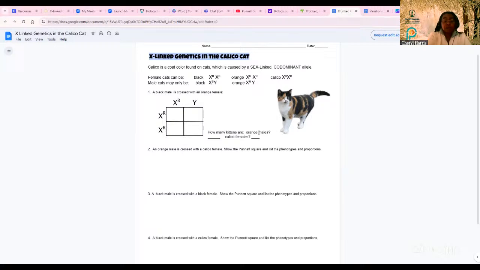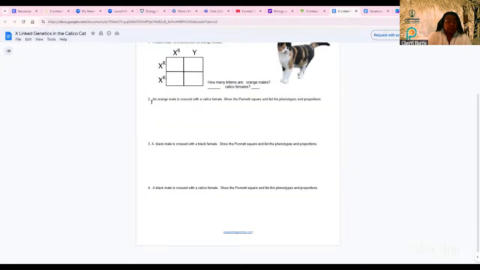How many kittens are orange males? How many are calico females? And note those are your choices. After that, you have to draw the box. For 3, 2, 3, and 4, you will have to draw the Punnett square based on the information that they give you in the question. And then do the same thing. Come up with an answer that shows the phenotypes: draw the Punnett square and list the phenotypes and proportions of each. So all you're doing again is, once you complete the box, tell us what the box is saying.